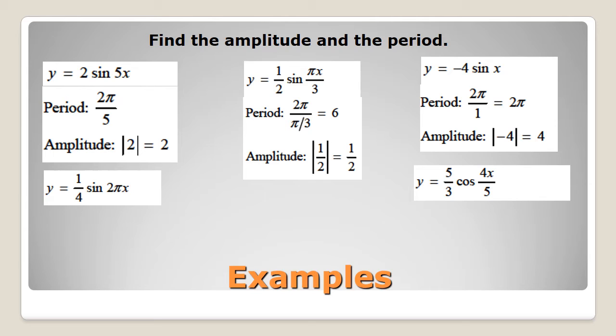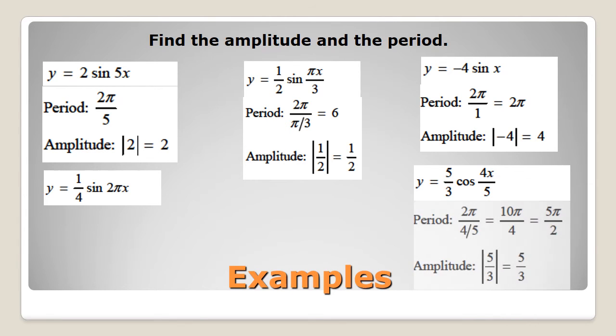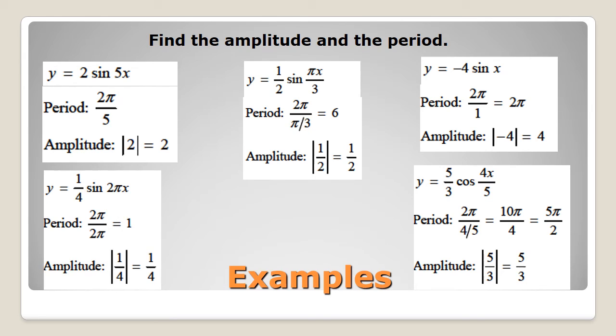Remember, the amplitude will always be a positive number. The negative, as with other functions, will actually cause a reflection. So the amplitude is positive. For the 5/3 cosine 4x over 5, the period is 2 pi over 4/5, which simplifies to 5 pi over 2, and the amplitude is 5/3. And finally, the period for this function is 2 pi over 2 pi, which is 1, and the amplitude is 1/4.